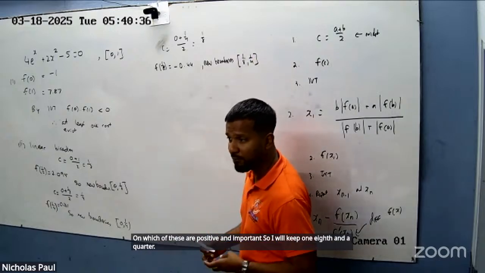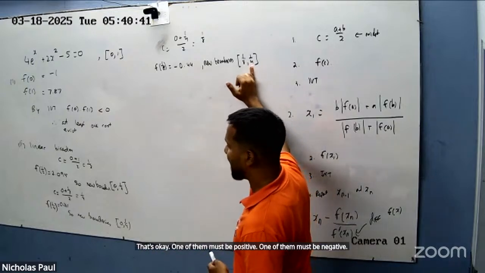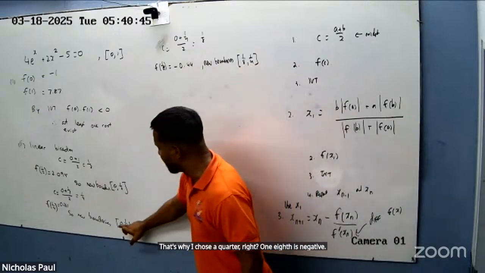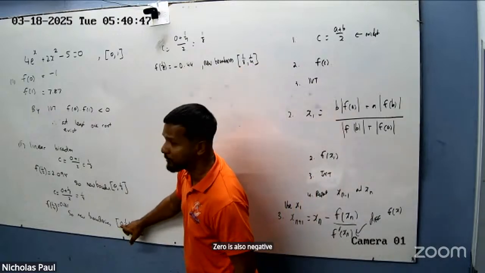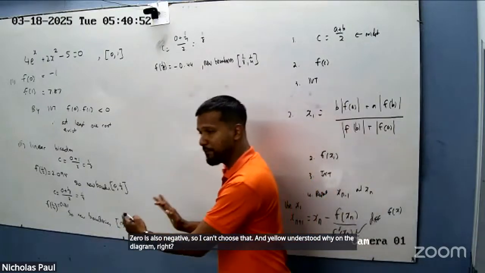One of them must be positive, one of them must be negative. That's why I choose a quarter. 1/8 is negative. 0 is also negative, so I can't choose that. And you all understood why on the diagram, right? They can't be on the same side.